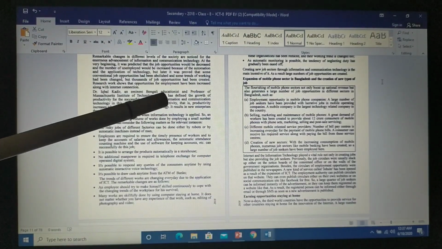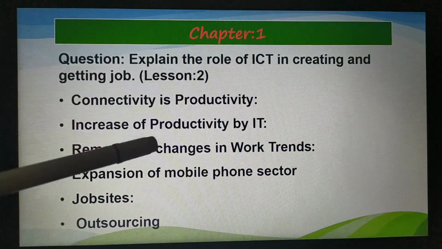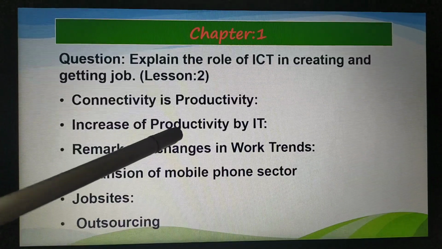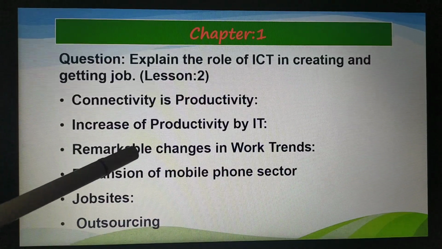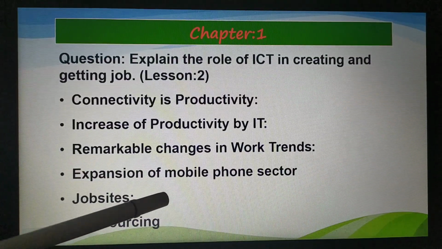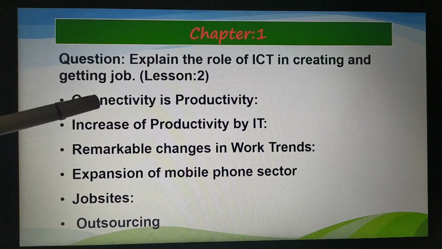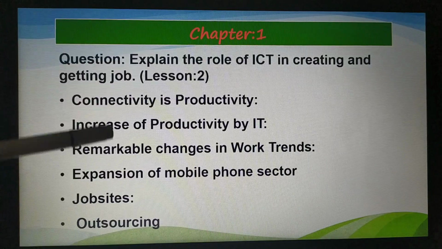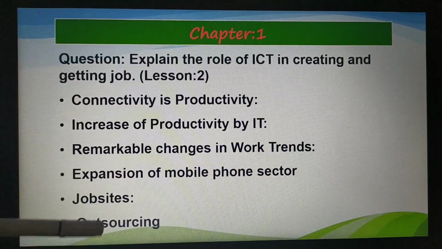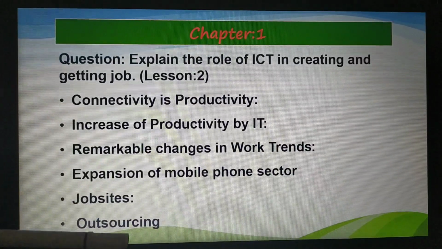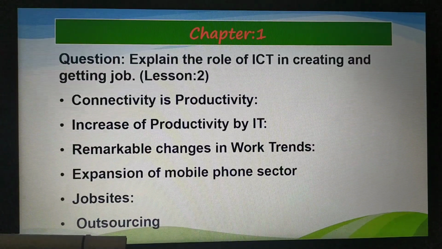Okay, now see, connectivity is productivity, the part I have shown, then increase of productivity by IT, remarkable changes in work trend, expansion of mobile phone sector, job site, outsourcing. So these are the key points. Why have I written them? Because these are the key points. Before writing these key points, you must write an introduction para here, then write the key points with discussion.